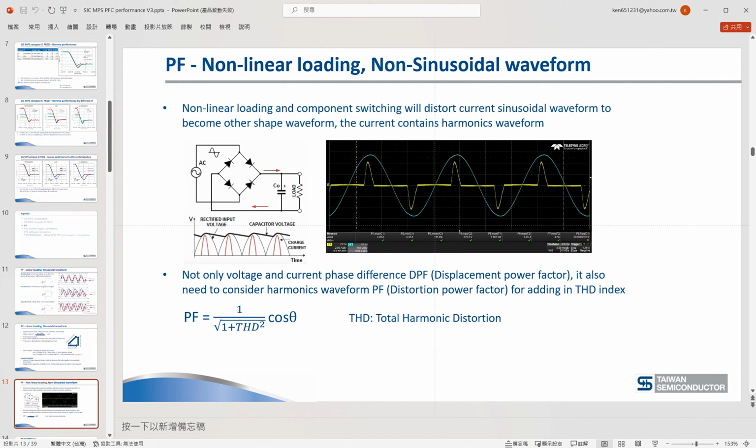So not only do we need to consider whether the voltage and the current are in the same phase, as we talked about on the previous slide, we also need to consider this phenomenon. We use another index, THD, total harmonic distortion. Finally, we get the power factor equals 1 divided by the square root of 1 plus THD squared, times cosine theta.